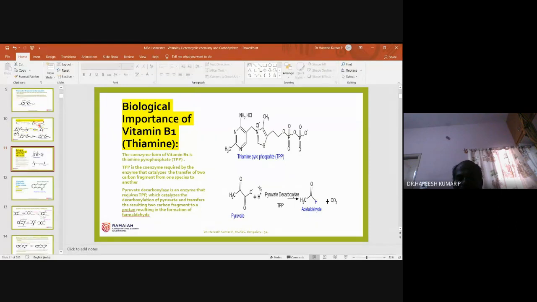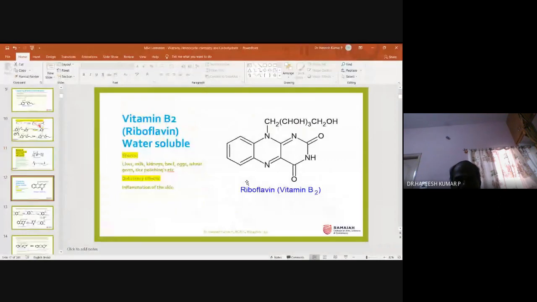So that means thiamine pyrophosphate is required by the enzyme that catalyzes the transfer of the two carbon unit to the substrate. Thereby, it converts pyruvate into acetaldehyde. Sometimes they will give you this reaction and ask you to explain, so at that time you have to tell all these things. With this, I will go for the next vitamin.